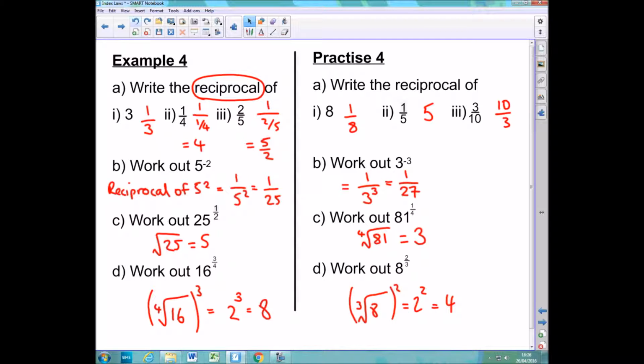Okay, so I hope that's helped you to answer questions now on the index laws. Don't worry too much if these last examples were a little bit hard. They are A and A star topics, okay? Just make sure that you're practicing all those other examples that we went through about timesing powers, dividing powers, and powering powers up. And especially looking at questions where you've also got numbers involved as well. Okay, have a go at some practice questions and good luck.